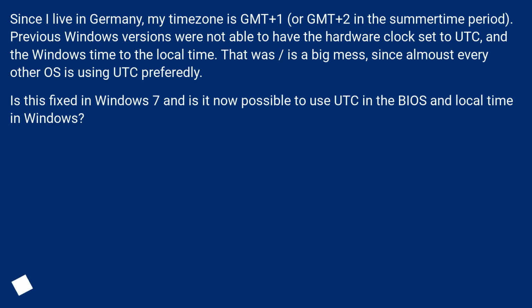Previous Windows versions were not able to have the hardware clock set to UTC, and the Windows time to the local time. That is a big mess, since almost every other OS is using UTC preferably. Is this fixed in Windows 7, and is it now possible to use UTC in the BIOS and local time in Windows?